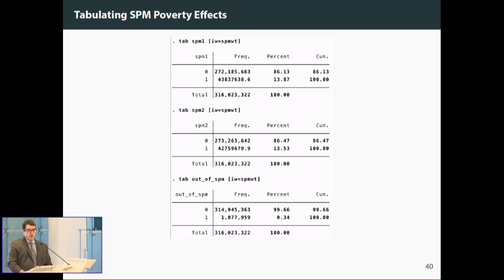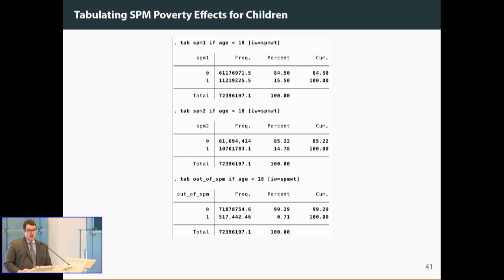And then if we go to SPM2, you'll remember that that's the other dummy variable there. We run it again using that weight, and we're getting a number that's more like 13.5%. So almost a 40 basis point reduction in SPM poverty. And then by tabulating that out of SPM dummy variable that I made, we can see that in head terms, that's roughly 1.1 million people taken out of poverty by this policy change in 2017.